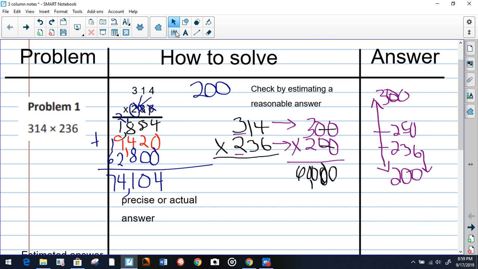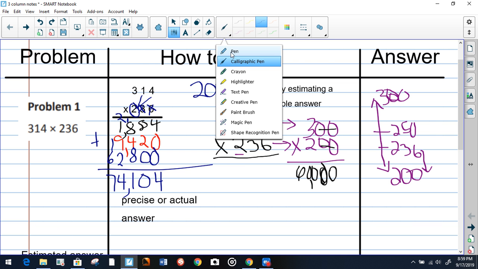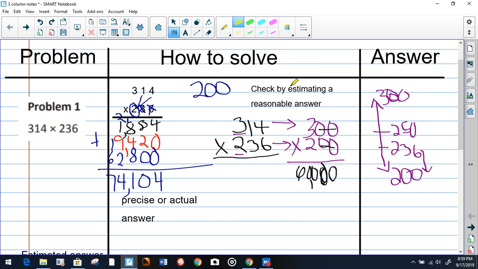Now, my friends, this is what you call the precise answer, or the actual answer. And this right here on the right hand side is what you call the estimated answer, or the reasonable answer. And as you can see, this is 60,000, so this number is close. It's not close, but it's not below. So it gives us an idea that this problem is correct.